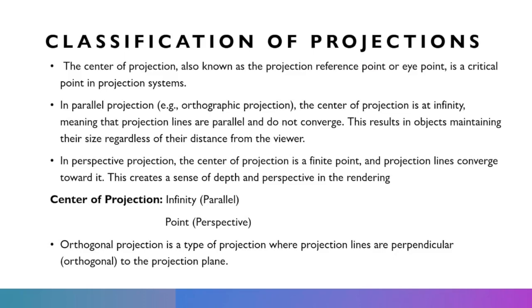The orthogonal projection is a type of projection where the projection lines are perpendicular to the plane.